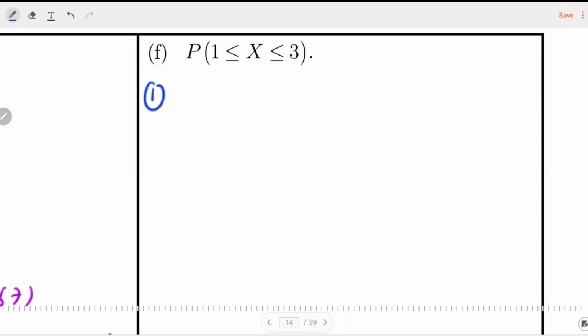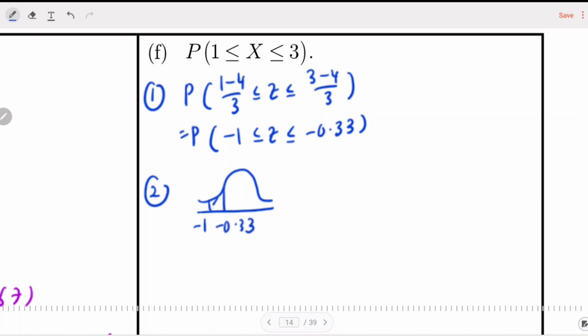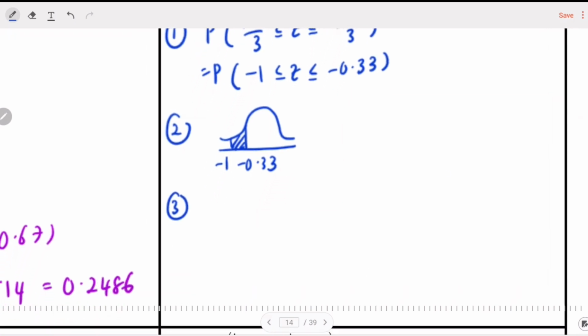As usual, standardize. Give your answer in decimal. Second step, bell shape. Both negative: -1, negative 0.33. That is our shaded region. We don't need to put 1 minus since we didn't fully shade the middle part of our bell shape.